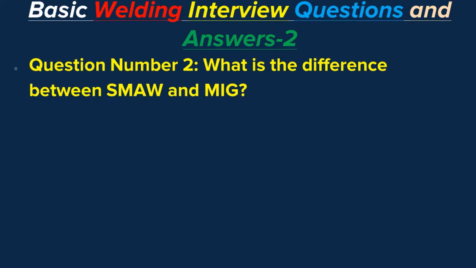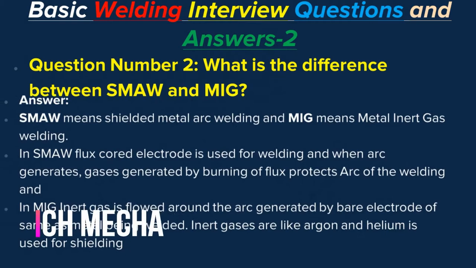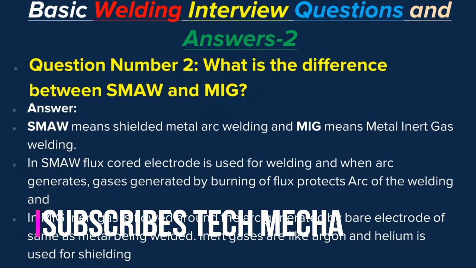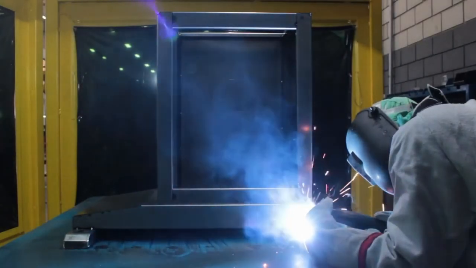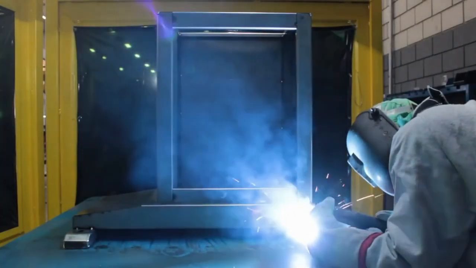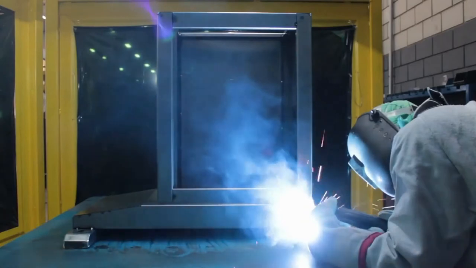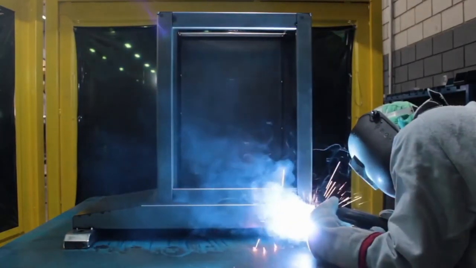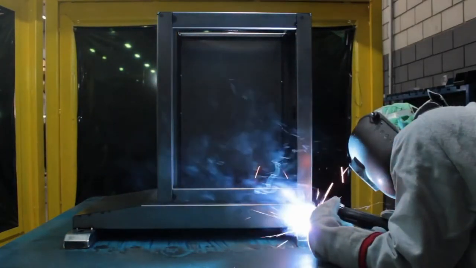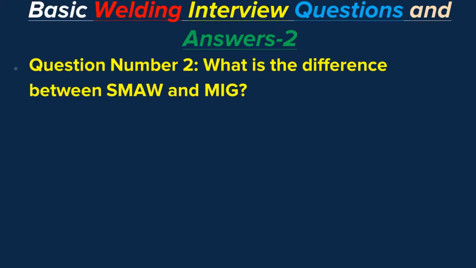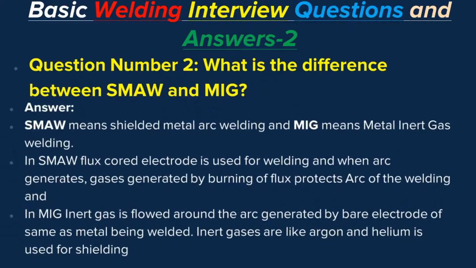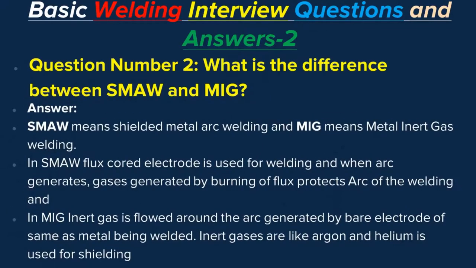Question number 2. What is the difference between SMAW and MIG? Answer. SMAW means shielded metal arc welding and MIG means metal inert gas welding. In SMAW, a flux-cored electrode is used for welding, and when the arc generates, gases generated by the burning of flux protect the arc of the welding end. In MIG, inert gas is flowed around the arc generated by a bare electrode of the same material as the metal being welded. Inert gases like argon and helium are used for shielding.